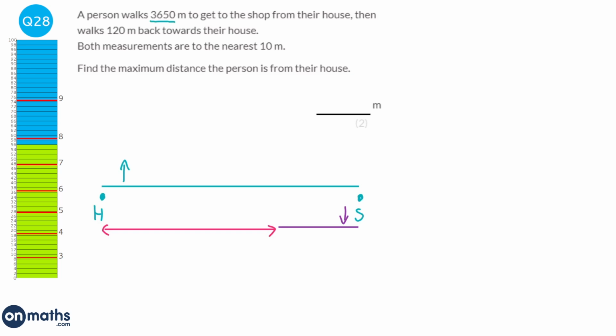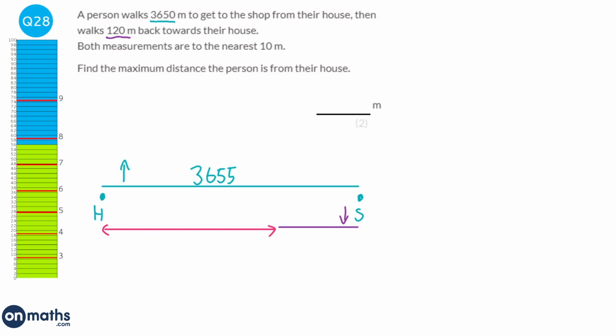3,750. So it's to the nearest 10, and a trick you can do to find out what the upper bound is going to be is just half the accuracy, so 10 meters to the nearest 10, half of that would be 5, and then just add that on. So that's going to be 3,655. That's the upper limit. We want to minimize this distance, which is 120.